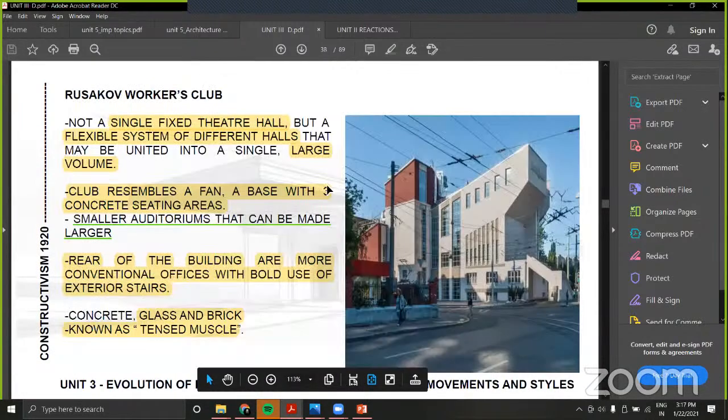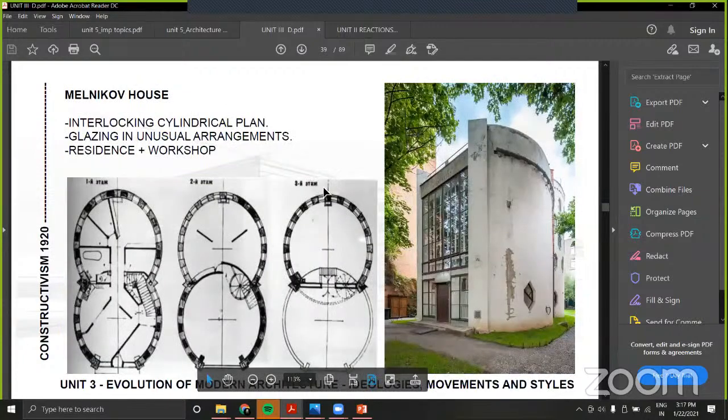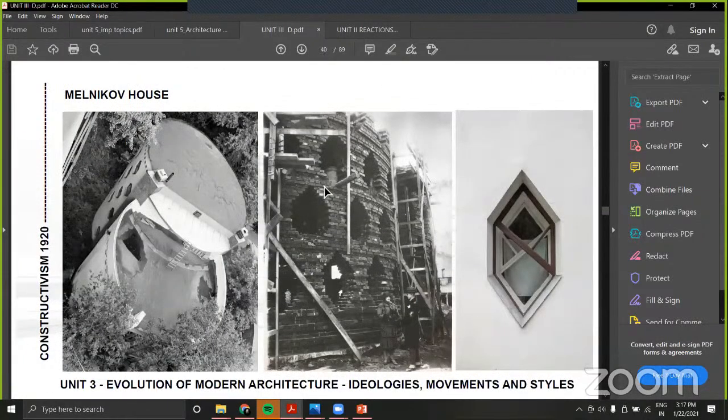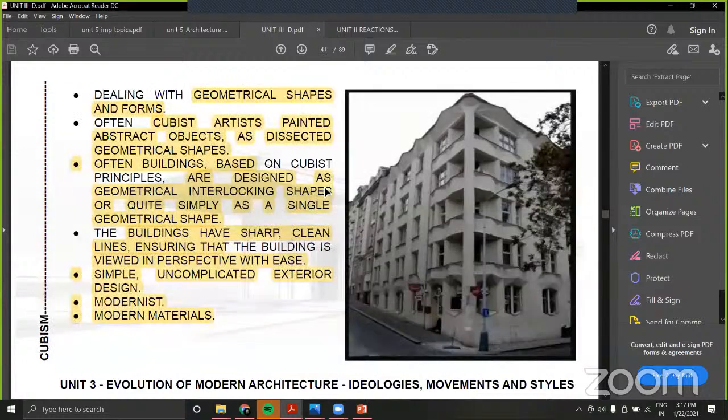So for cubism, they wanted to explore with the shape of the cube. They started the cubism movement, which was of geometrical shapes and forms. Cubist artists painted abstract objects as dissected geometrical shapes. Often buildings based on cubist principles are designed as geometrical interlocking shapes or quite simply as a single geometrical shape.